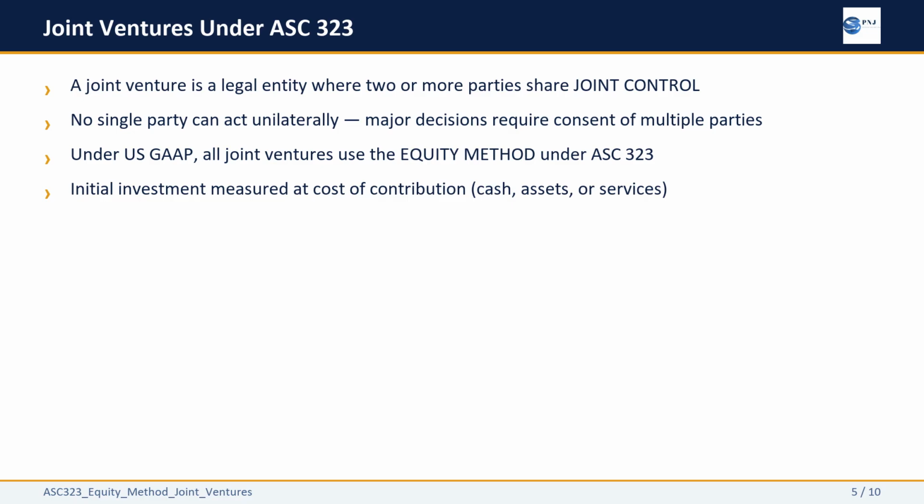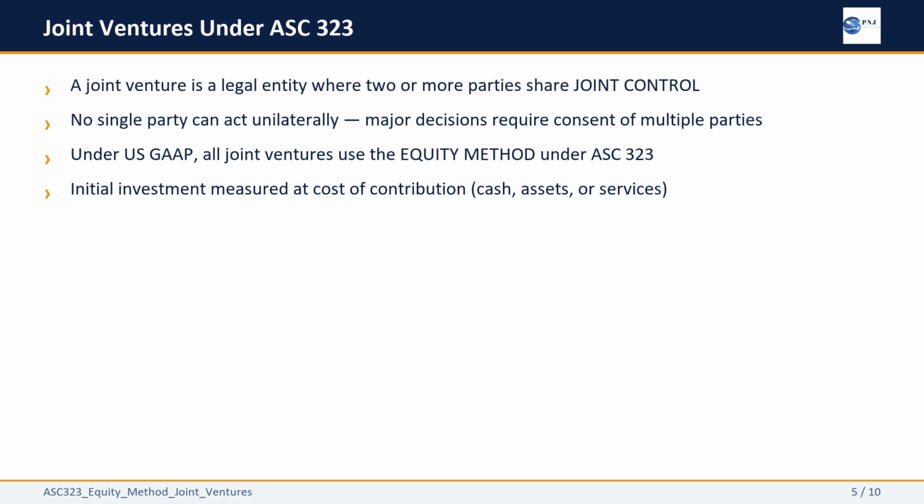Under United States generally accepted accounting principles, that structure triggers the equity method under Accounting Standards Codification 323. You do not proportionately consolidate assets and liabilities. Instead, you record a single investment line on your balance sheet and pick up your share of the joint venture's earnings and losses each period. The initial investment is measured at the cost of whatever you contributed, whether that is cash, property, or other assets.